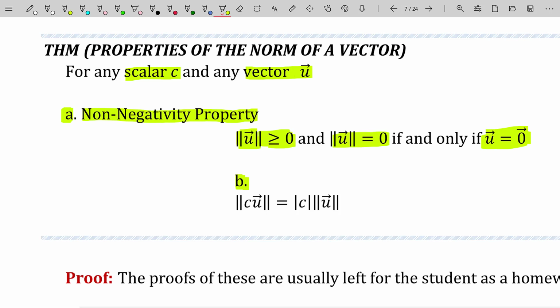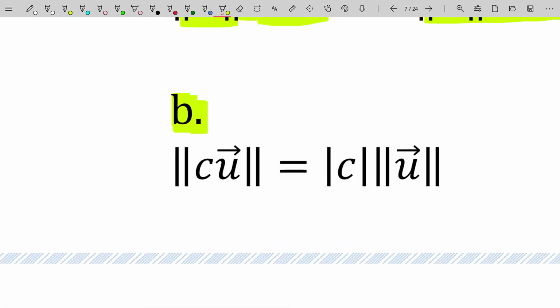Again, you're adding up squares on the inside of that radical, and so therefore the only way that sum of non-negative numbers is ever going to become zero is if you're adding up a bunch of zeros. And then this property right here is a very nice property. The norm of a scalar times a vector is actually the absolute value of the scalar times the norm of the vector.